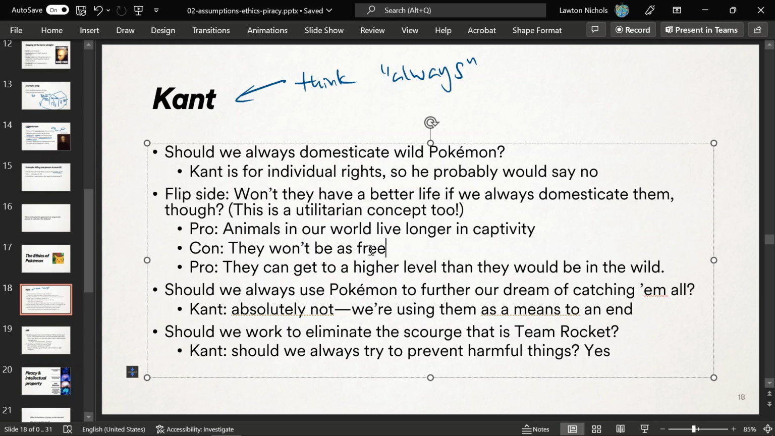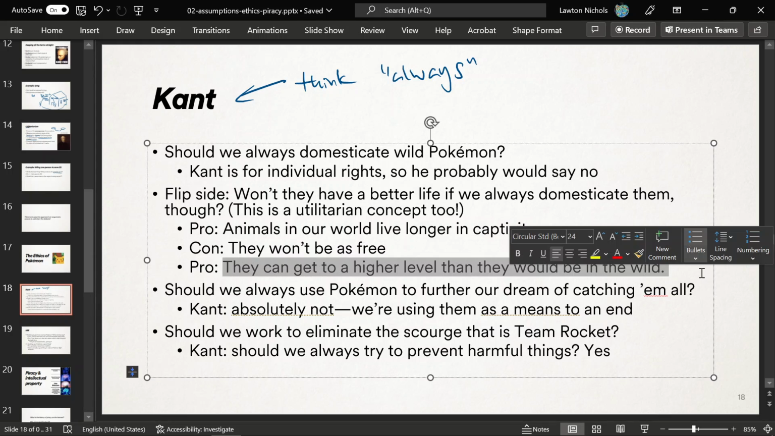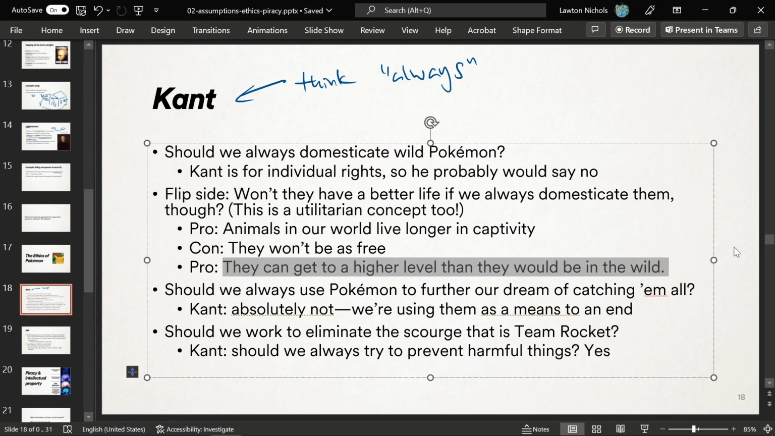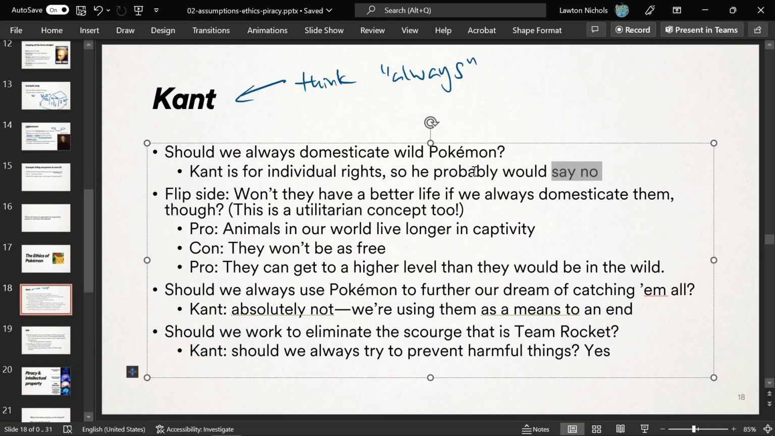That's a pro. Con, they wouldn't be as free to roam around. They'd have to follow us. We'd have to keep them trapped in little Pokeballs. And last pro, well, they can probably get to a higher level with us than they would get in the wild, and maybe that would help them attain their own personal goals if they had them. So these are the kinds of things you would have to think about, even though you'd say Kant would probably say no. That starts the debate.